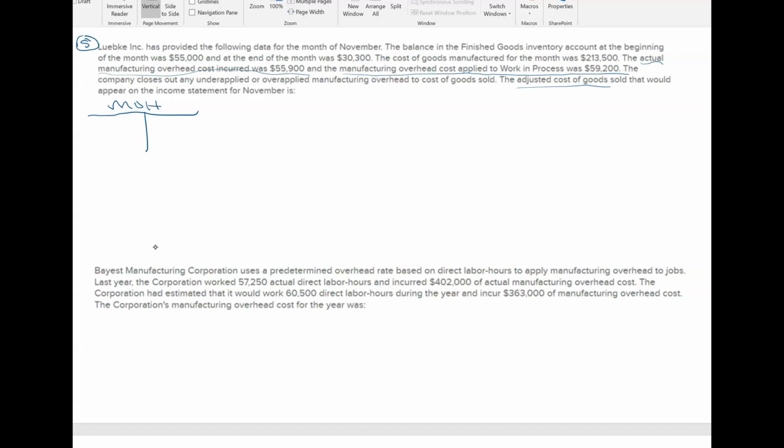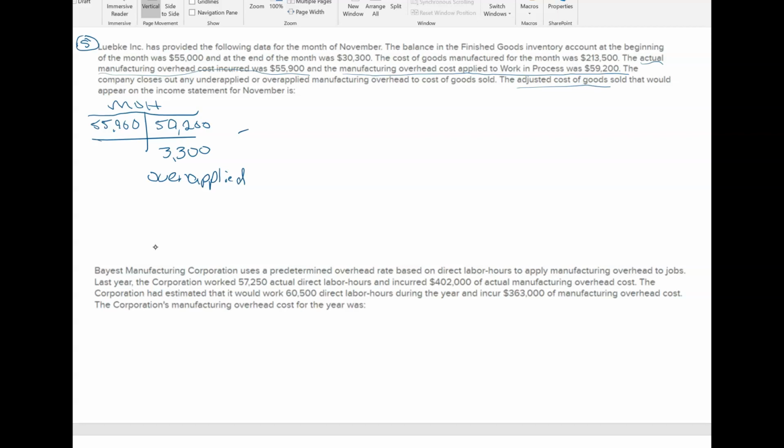Actual is going to be on the debit side. That is $55,900. And on the credit side is going to be the applied, $59,200, which leaves us a credit balance of $3,300. We over applied. We over applied our manufacturing overhead by $3,300.